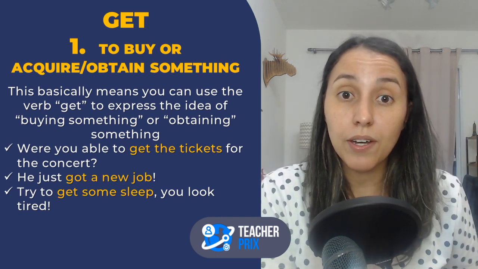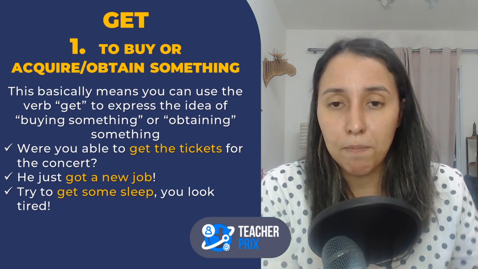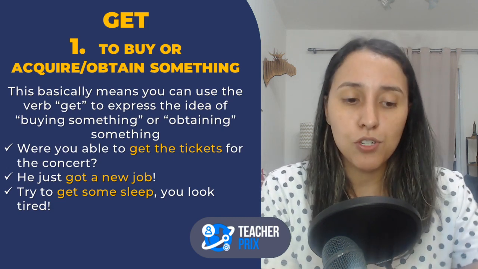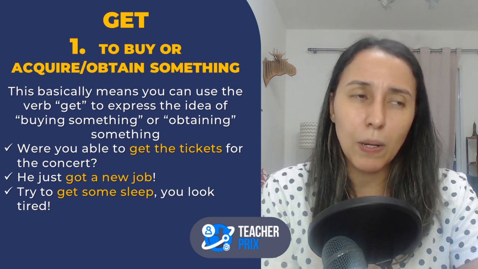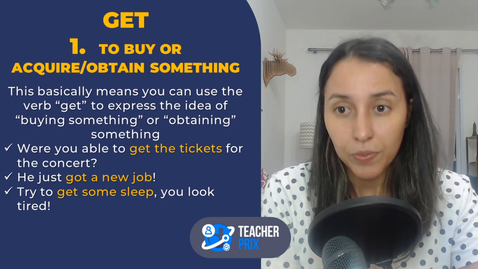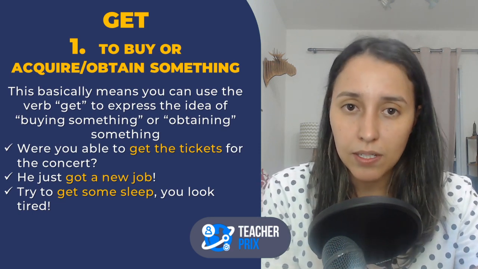So, oh, he just got a new job. He just obtained, but he didn't pay for the job. But in this case, he obtained a new job, he got a new job. Obviously, I'm not going to use the verb obtain a new job. Oh, look at Mark. He obtained a new job. No, I use get. This is just to help you better understand.